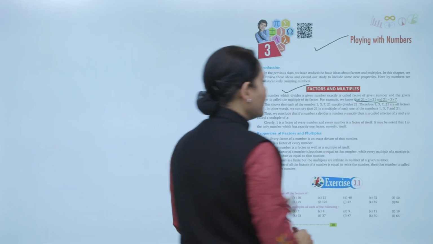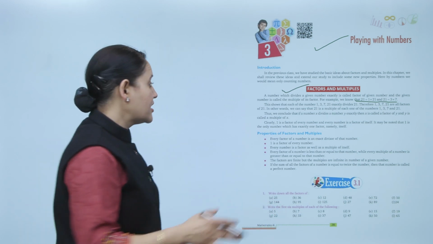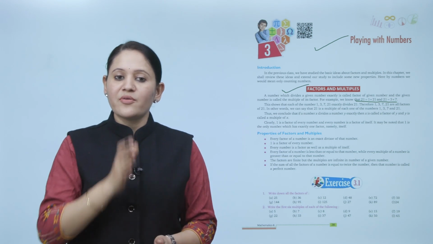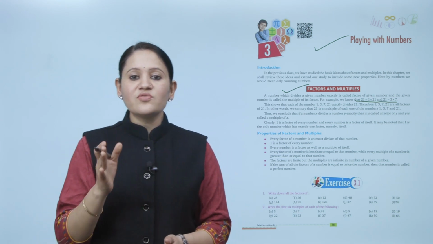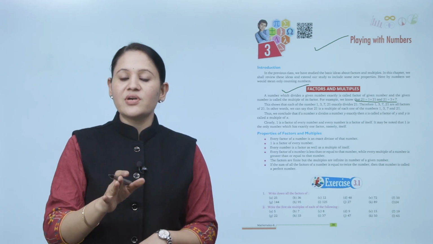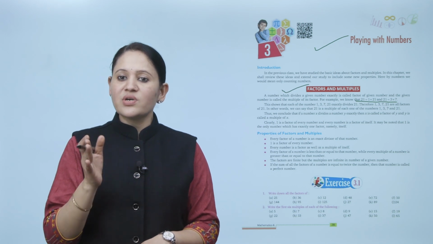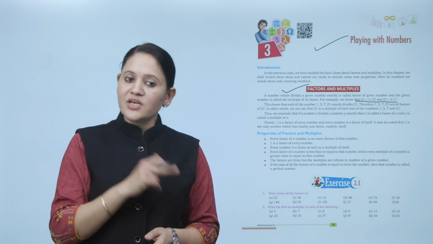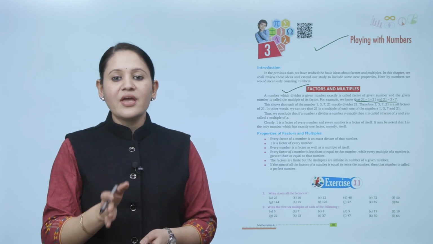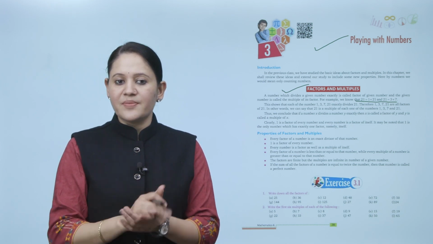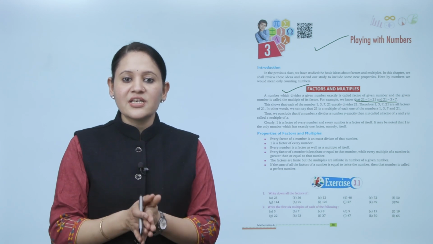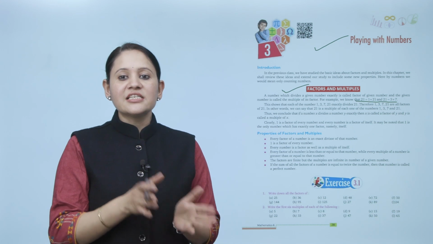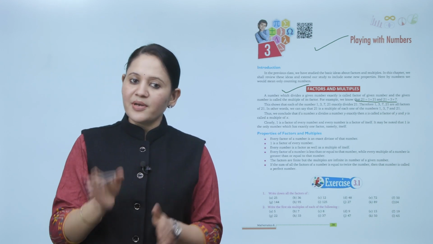21 equals 1 into 21, and 21 equals 3 into 7. So this shows that each of the numbers 1, 3, 7 and 21 exactly divides the number 21. Therefore 1, 3, 7 and 21 are the factors of 21. In other words, we can say that 21 is a multiple of 1, 3, 7 and 21. Thus we conclude that if the number x divides the number y exactly, then x is called a factor of y and y is called a multiple of x.